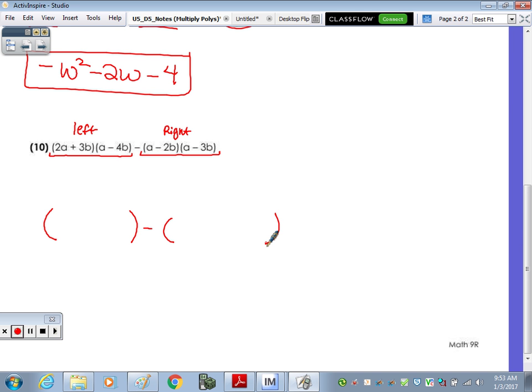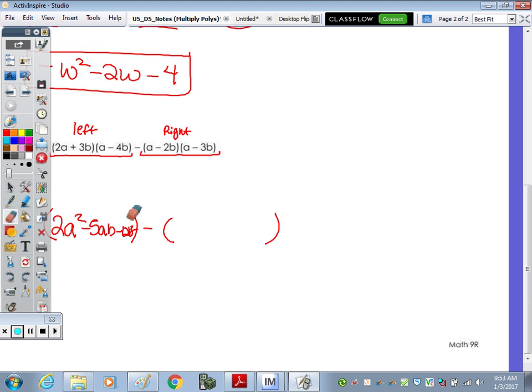Olivia, do you have the answer for 10, the left side? 2a squared minus 5ab minus 12b squared. Yes. So the left side, you guys should have gotten 2a squared minus 5ab minus 12b squared. Now what about the right side? What do we get over here? Anyone this side share their answer? A squared minus 5ab plus 6b squared. Yes. So right side is a squared minus 5ab plus 6b squared.